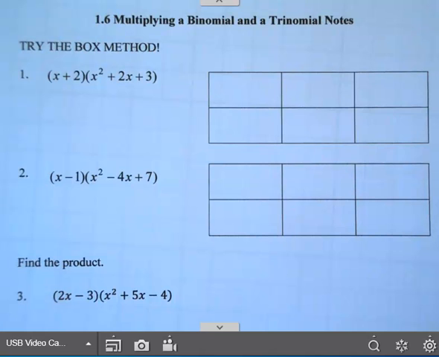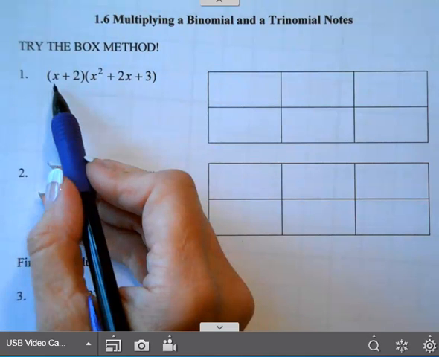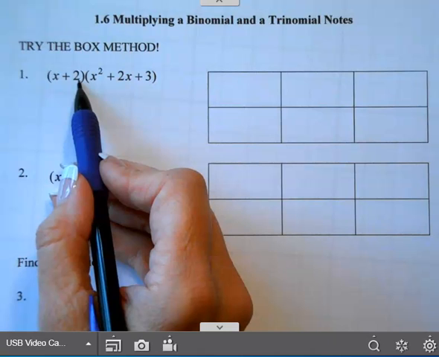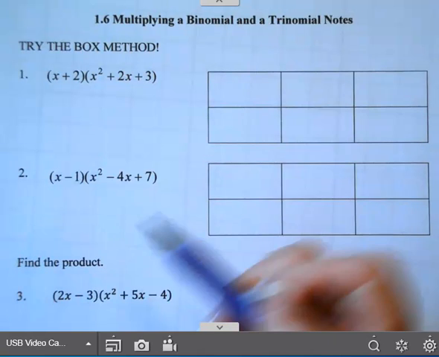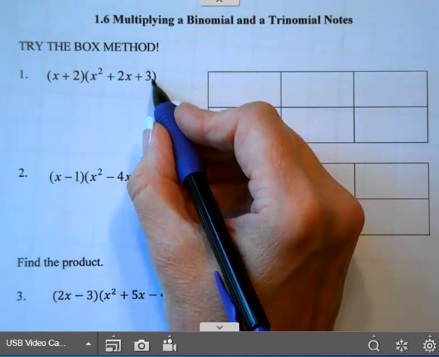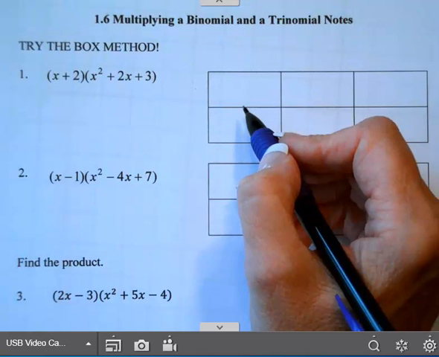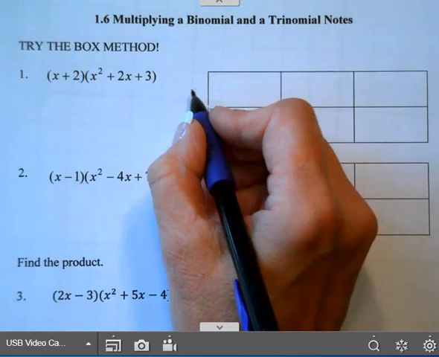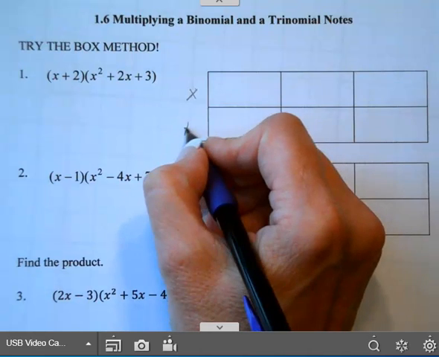In this lesson, we're going to multiply a binomial with a trinomial. In our FOIL box lesson, I had you put the first one across the top. I'm going to put it down the side this time because I have 3 terms here, and I would just like to save some space. As long as you have a box for each one, it doesn't matter if they go across the top or on the side.